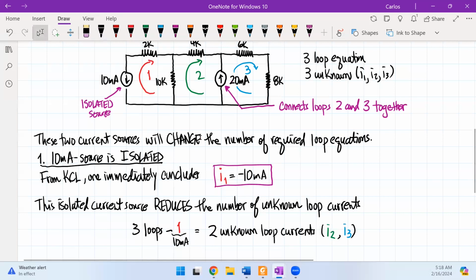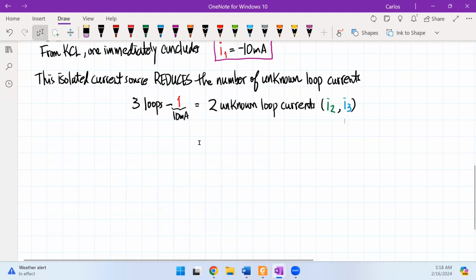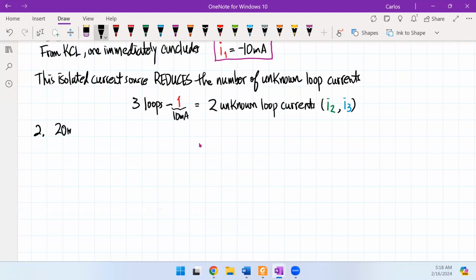Now let's focus on the next source. The next one is the 20 milliamp source, which connects loops 2 and 3 together.